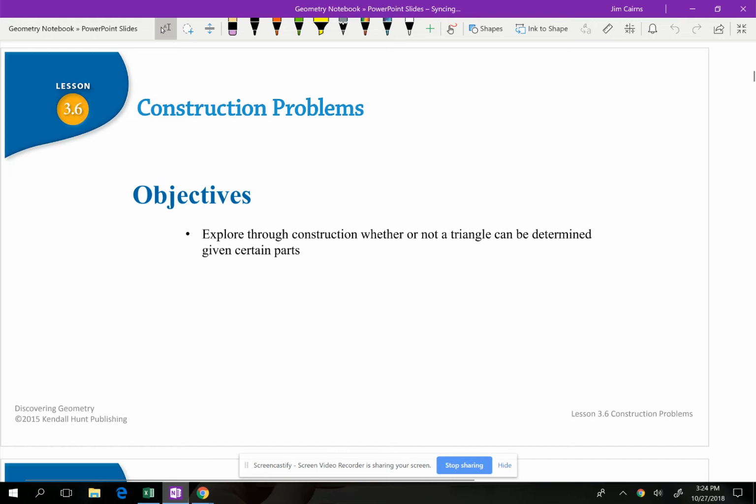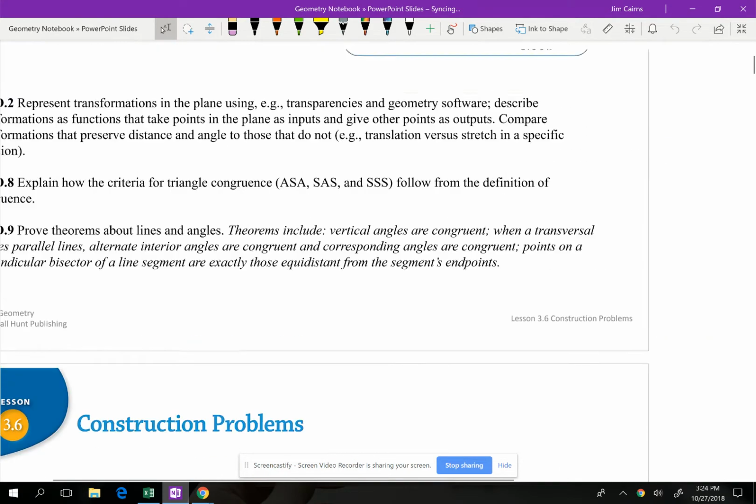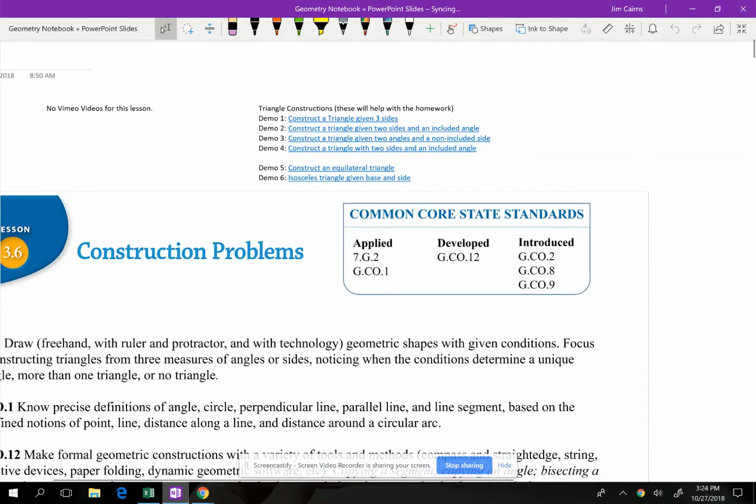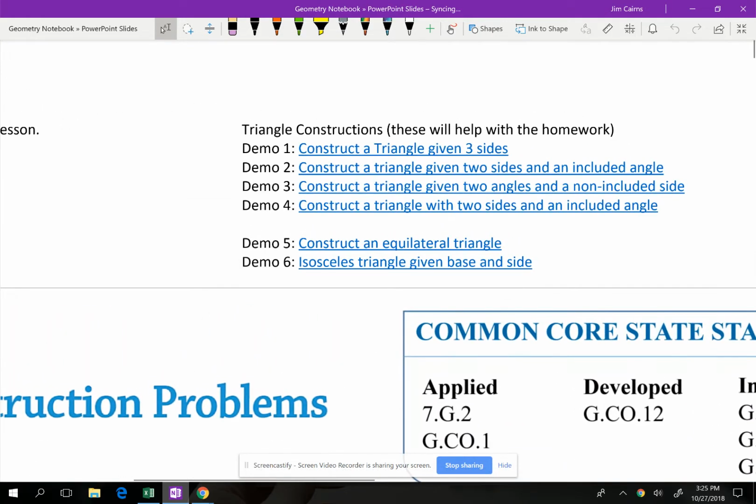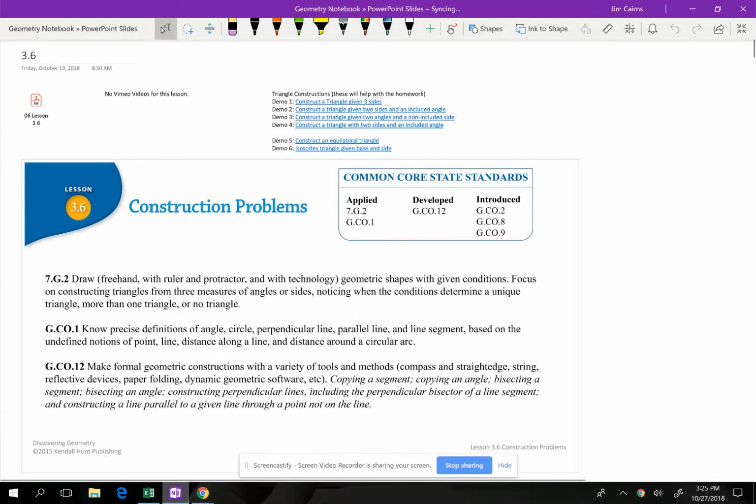All right, so in this lesson, we're going to explore through construction whether or not a triangle can be determined given certain parts. And so again, for this lesson, I've included 6 different demonstrations of figures that we're going to construct either throughout the lesson or in the homework.